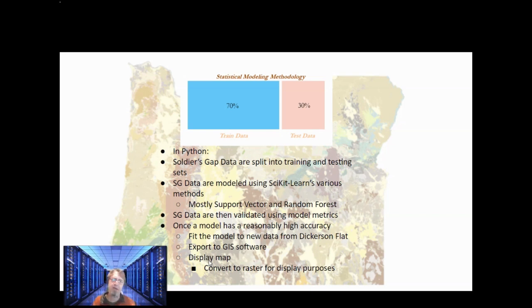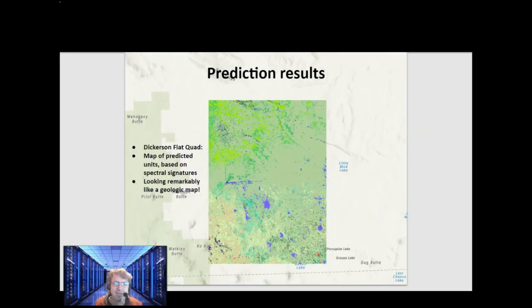I continue to try out different hyperparameter optimizations in scikit-learn, but we may have reached the limit of what can be extracted from these 20-meter resolution data. As we see here, I've colored the map to indicate each of the classes that every point from Dickerson Flat was put into. And it looks remarkably like a geologic map of the area.